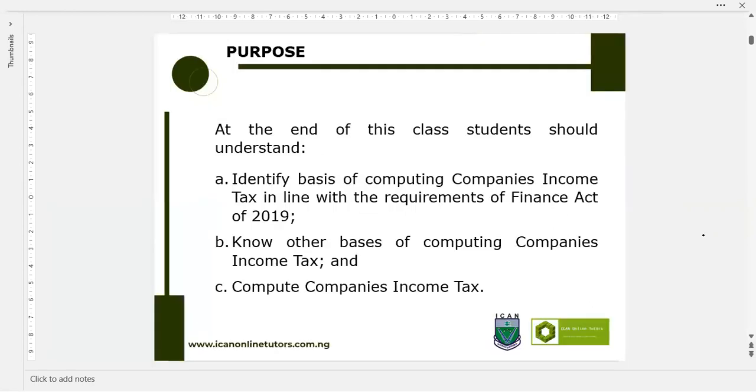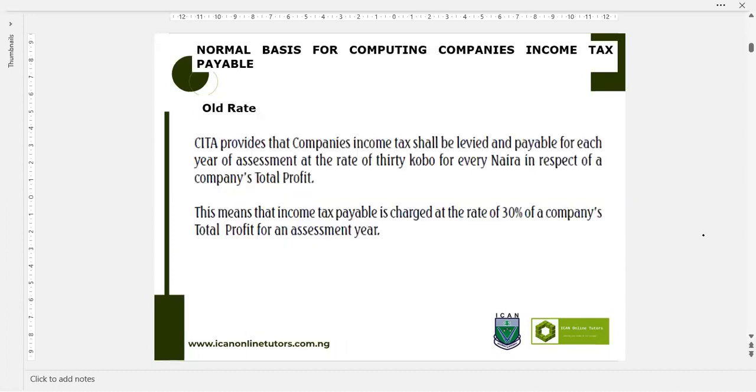By the end of this class, you should understand the basis of computing companies' income tax in line with the requirement of the Finance Act, not just 2019, but 2020 and 2021. And also the other bases of computing companies' income tax, and then compute the company's income tax.